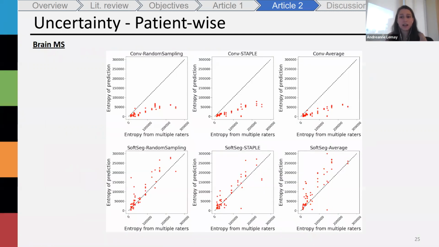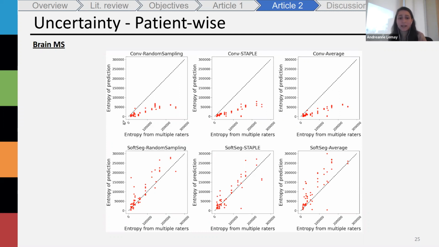First of all, we can look at a graph representing the patient-wise uncertainty correspondence. Here are the results only for the brain MS. The first row represents all the conventional models, and the second row represents all the SoftSeg models. What we can see is that when we look at the conventional models, regardless of the label fusion method, the overall entropy of the prediction, which can translate into its uncertainty, is much lower when we compare it to the entropy generated from the inter-rater disagreement of our raters.